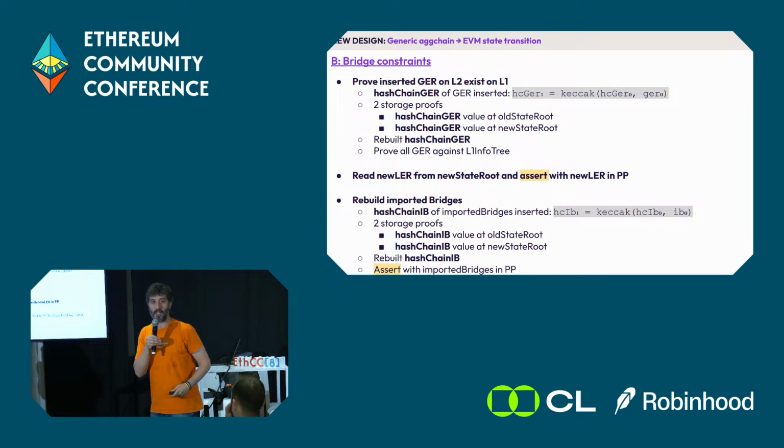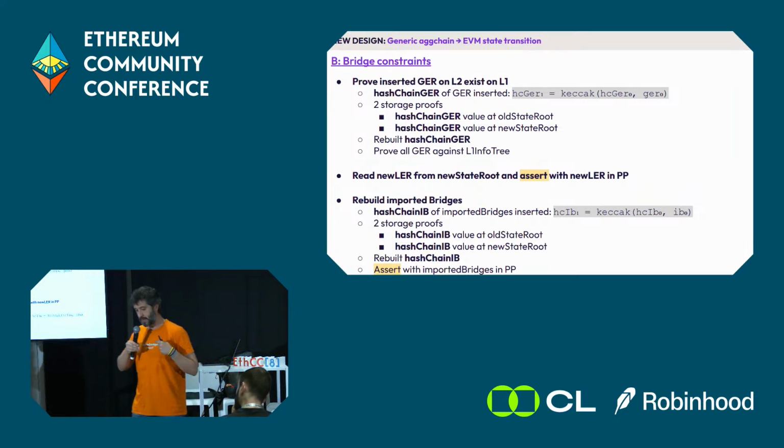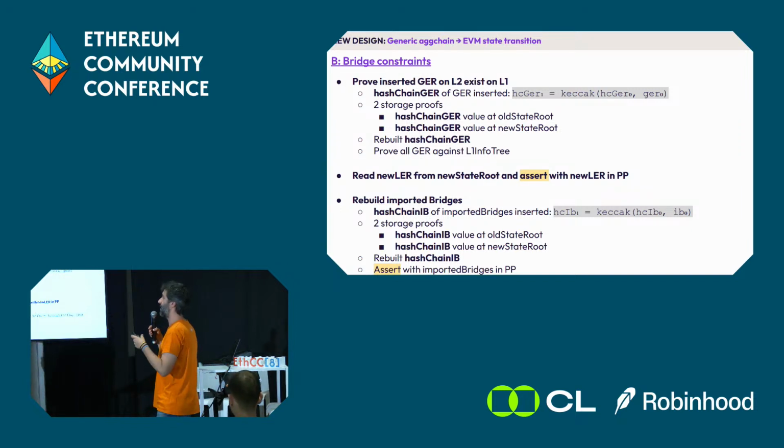And those are the bridge constraints. In order, the bridge constraints are basically divided into 3 main points. The first one is to prove that all global exit routes that we insert on layer 2 need to exist on layer 1. And in order to do that, we just do a hash chain of global exit routes.